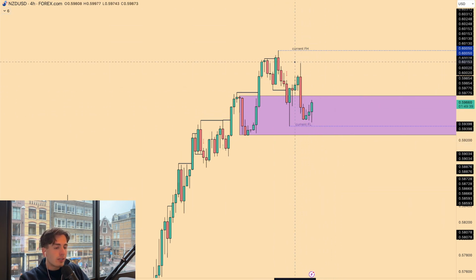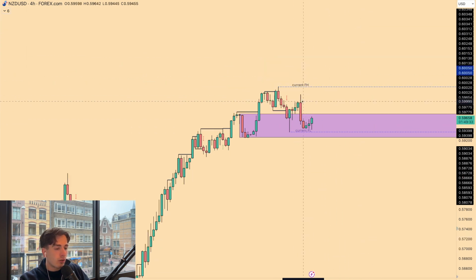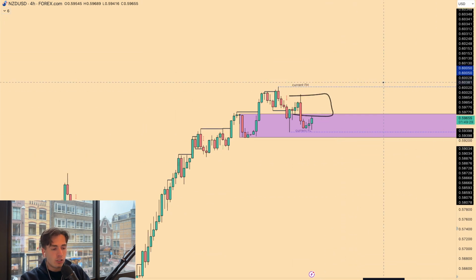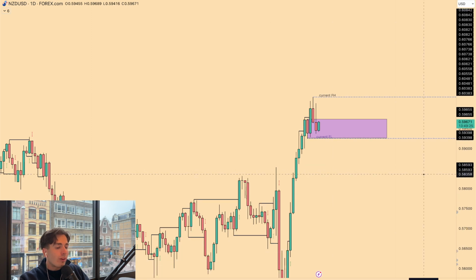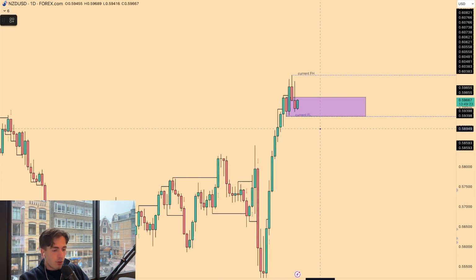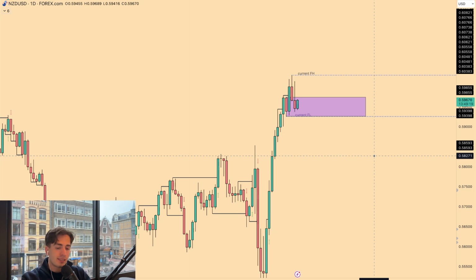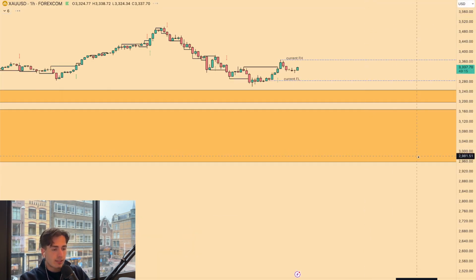I would only be interested in longs again once we break above this area of supply over here. That is when I would be more interested in longs, because until then I'm still expecting some further downside from NZDUSD. And then obviously the more interesting shorts, those will come once we break the current fractal low as well. Similar to GBPUSD. Going into gold, gold sold off pretty hard yesterday.